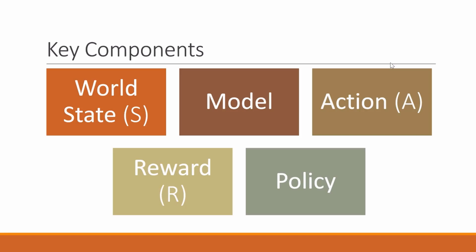Then there is the reward. A reward R denotes the benefit of being in a state S and doing an action A. And in the last, we have the policy. The Markov decision process has a solution called a policy, which is a mapping from S to A, state to action. Moreover, it denotes an action A to be carried out when in a state S.